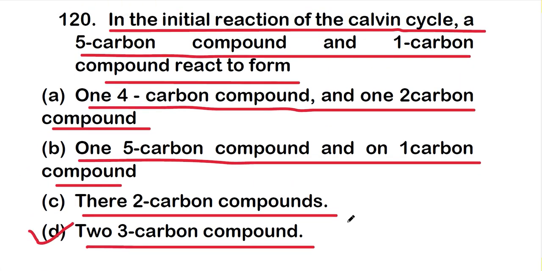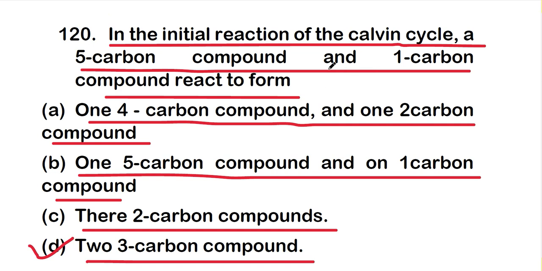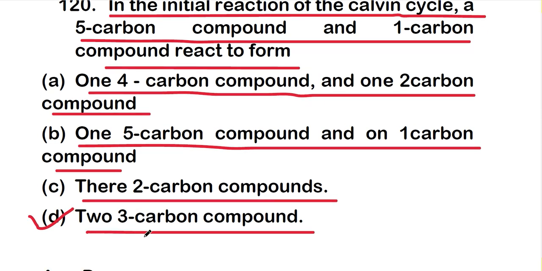So after reaction of the 5 carbon compound, that is RuBP with Rubisco, and the 1 carbon compound, that is CO2, they produce 3 carbon compounds. Okay, that is phosphoglyceric acid, that is 3-phosphoglyceric acid, the 3 carbon compound.